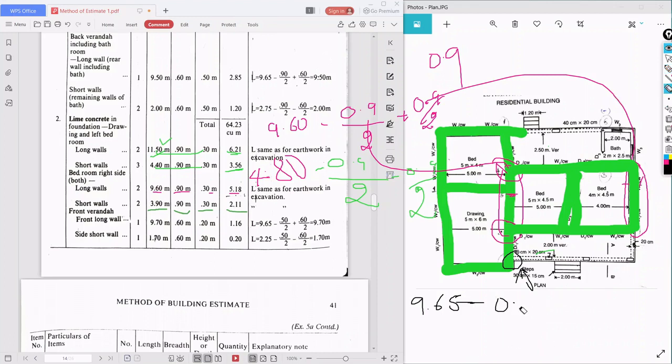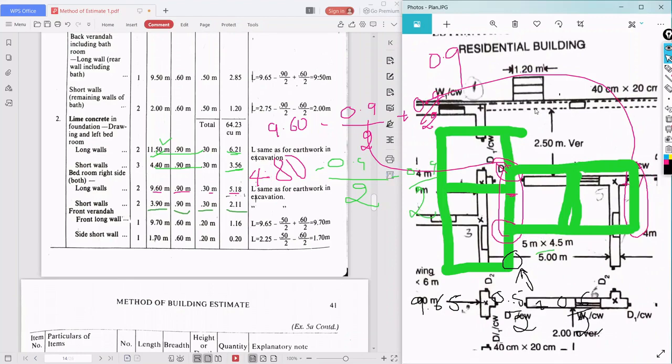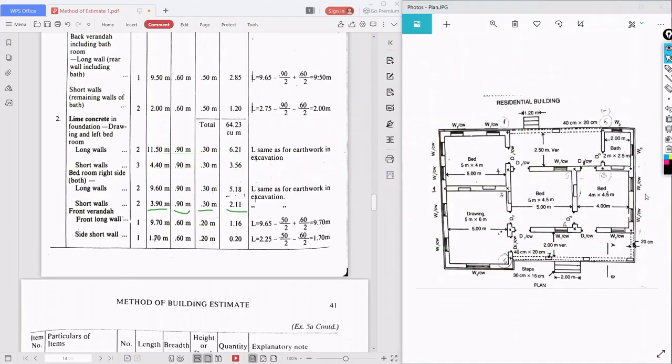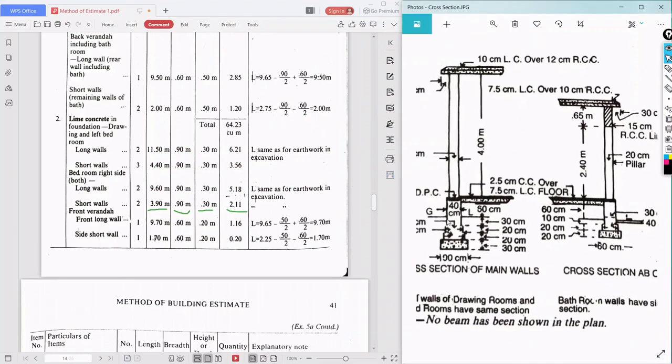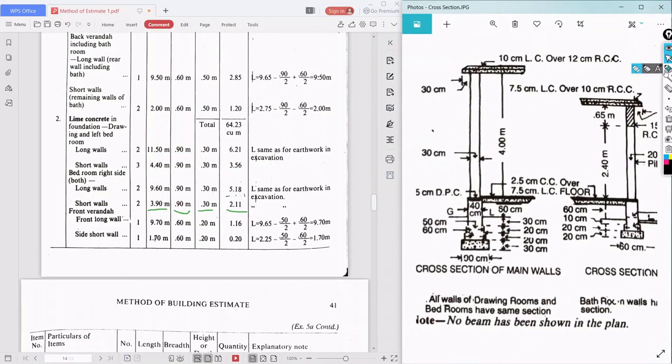What we have to do, at the level of the 20 centimeter wall, what is the width of the main cross wall? It is 0.5 by 2, and this side we need to add plus 0.6 by 2. So what I am telling is, at the level of this one, we are getting this one.